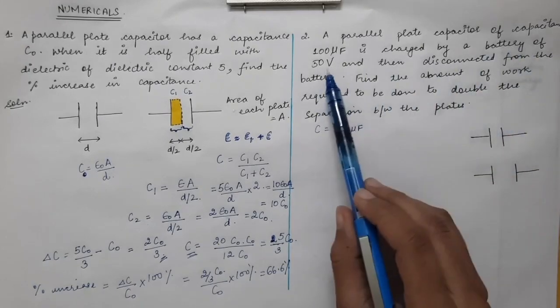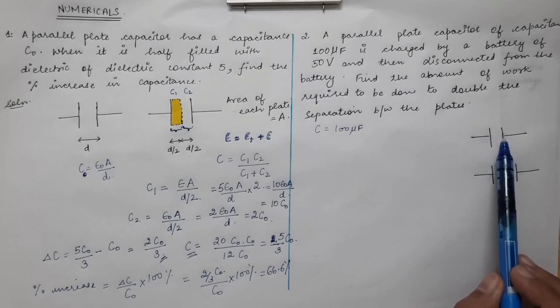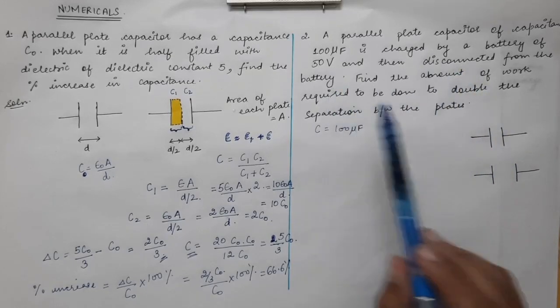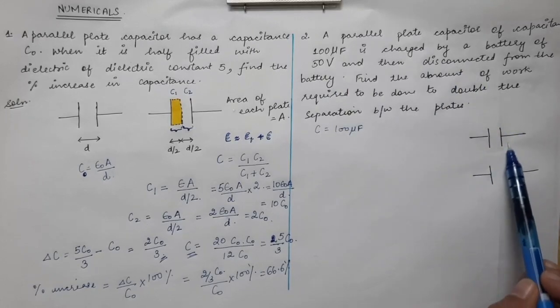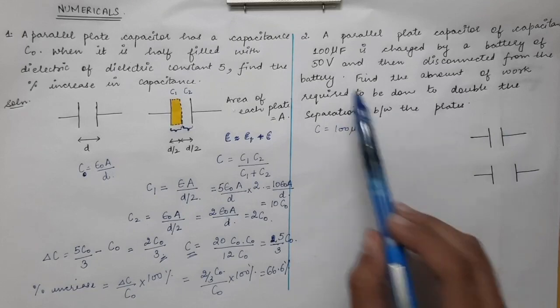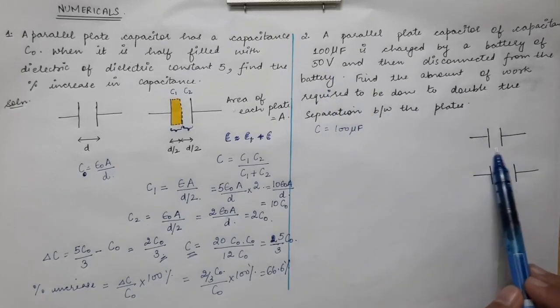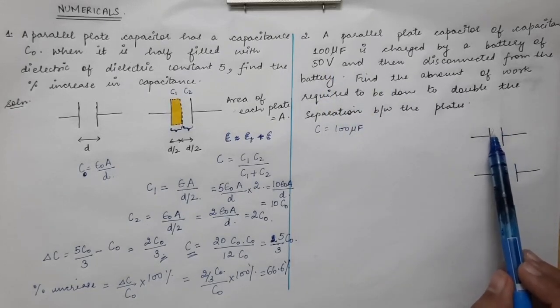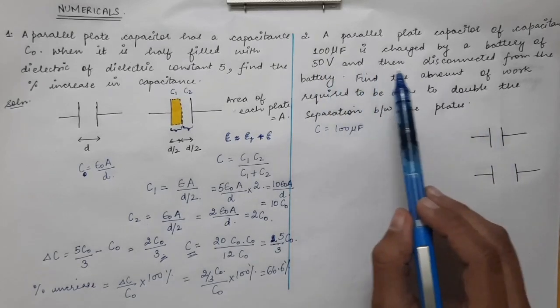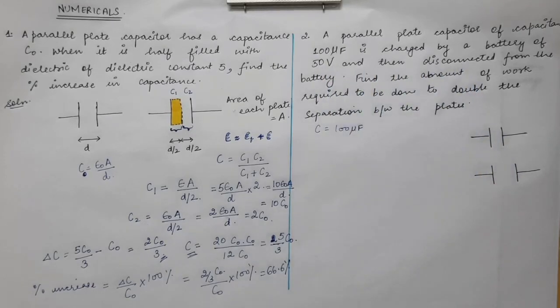So a battery of 50 volt is attached and we charge this capacitor, and after that we disconnect it from the battery, which means the potential difference between the plates of the capacitor will be 50 volt, because the capacitor is charged to a point such that the potential difference between the plates becomes 50 volt, and after that we disconnect the battery.